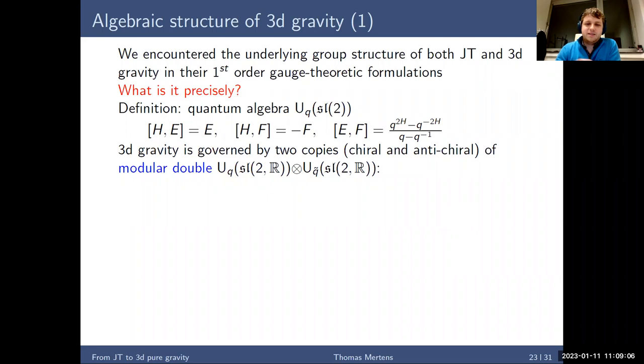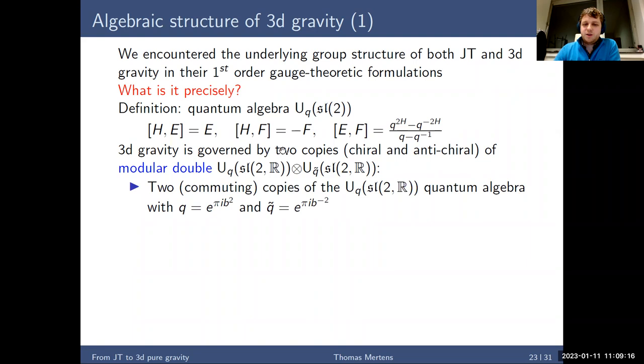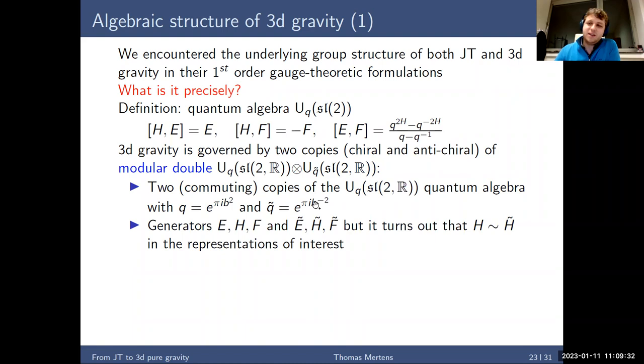And they consist of taking two quantum deformed algebras of SL2R and adding them together, one of them with deformation parameter q and one of them with q tilde. So this modular double consists of two commuting copies of the U_q(SL2R) quantum algebra, and their deformation parameters are related like that. They're both phases, but one of them is with parameter b and the other one is with parameter 1 over b. And this b, by the way, is the same b that we had all the way in the beginning. So it's the small b that appears in the modular S matrix of the vacuum, S_00.